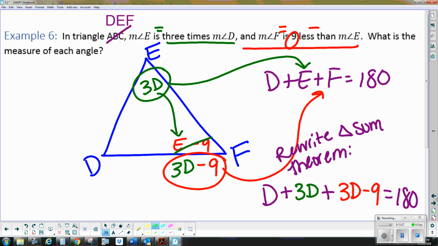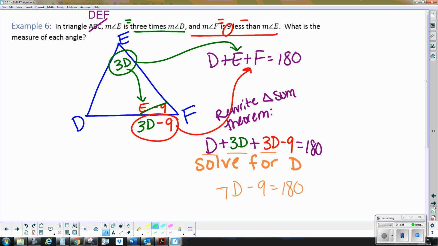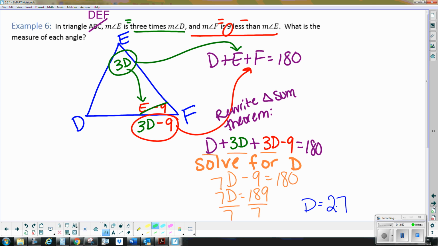So I'm still using the triangle sum theorem. I have my 3 angles, but now they're all in respect to D. So now I can combine like terms, and I get D plus 3D plus 3D minus 9 equals 180. And when I combine like terms, I get 7D minus 9 equals 180. Now I'm going to solve for D by adding 9 to both sides, and then divide each side by 7. And I get D is equal to 27.